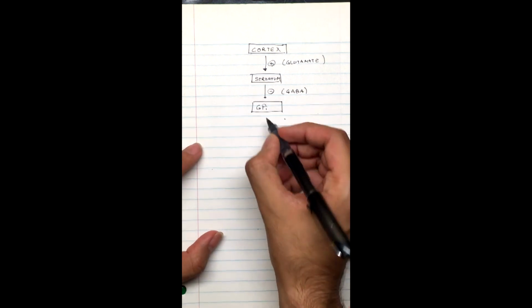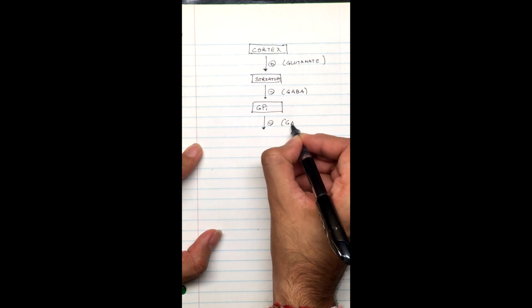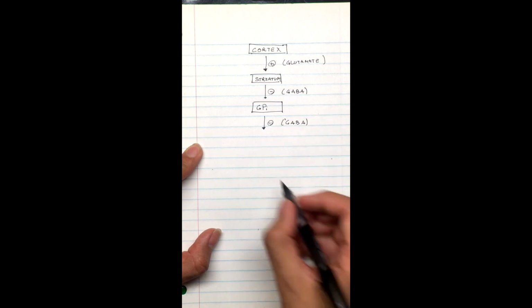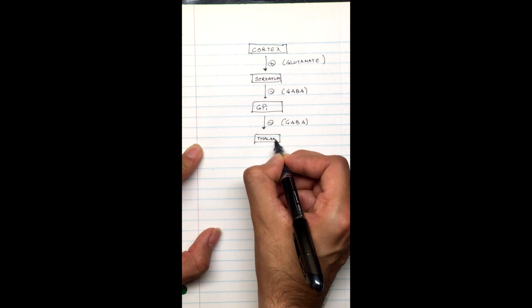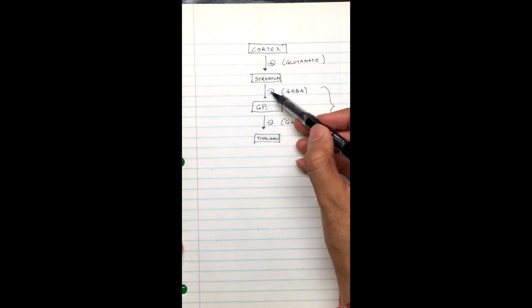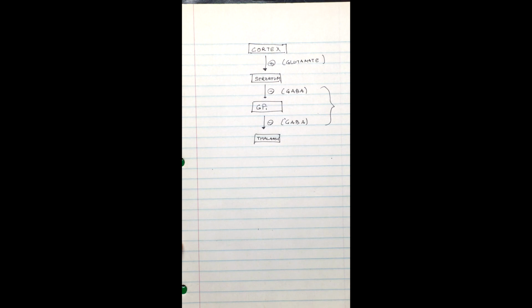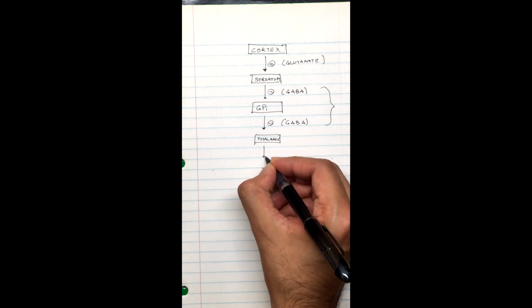Now, the Globus Pallidus is also going to send GABA, so an inhibitory signal, to the thalamus. Just as a review, we know pretty much everything goes through the thalamus. It's the relay station of the brain. Does this seem very familiar? When you have two inhibitory neurons next to one another, we know that now whatever it's connected to is going to be excited. Concept of disinhibition.